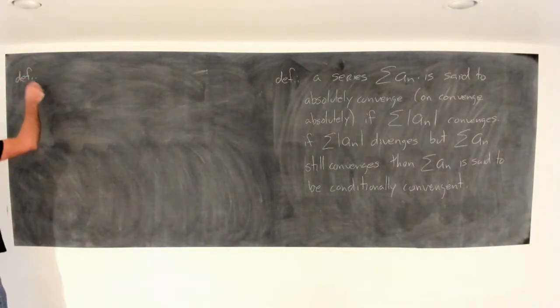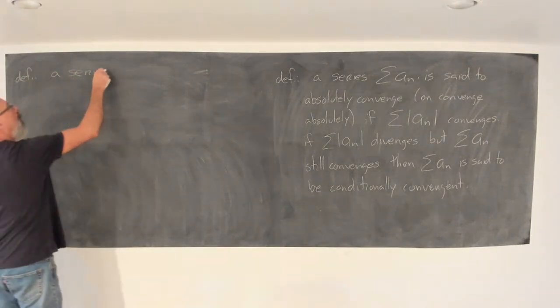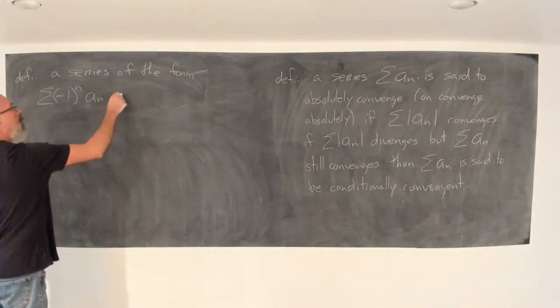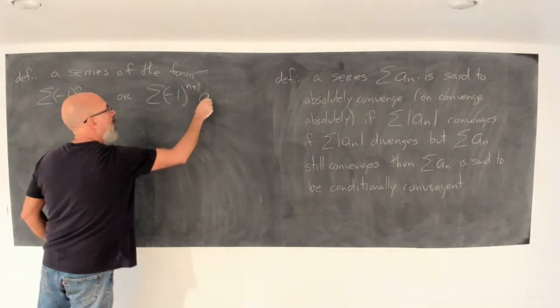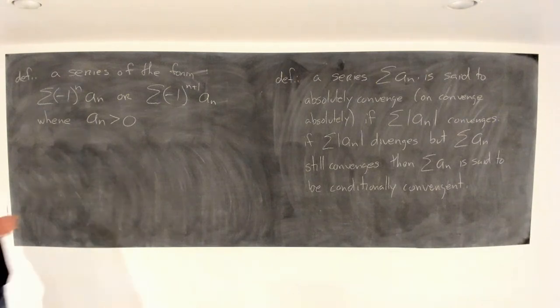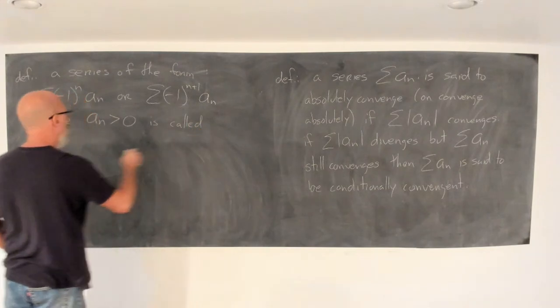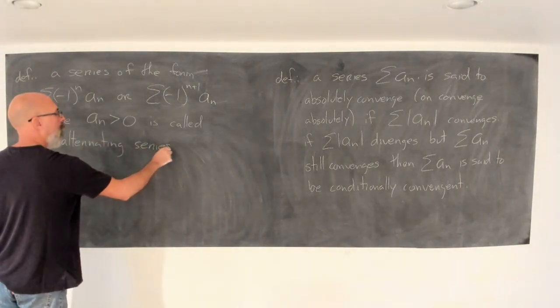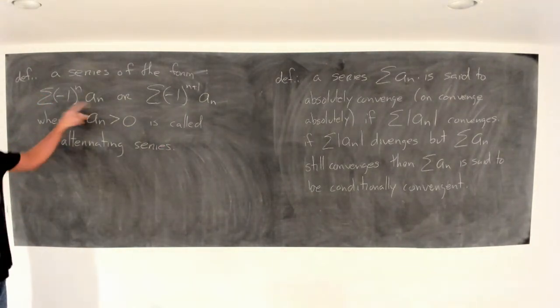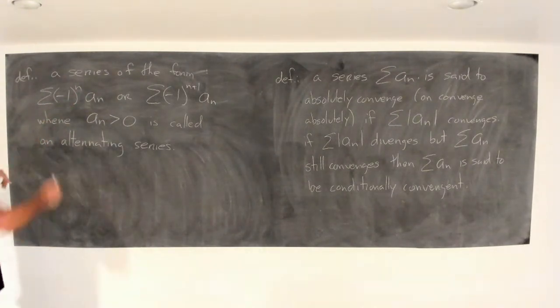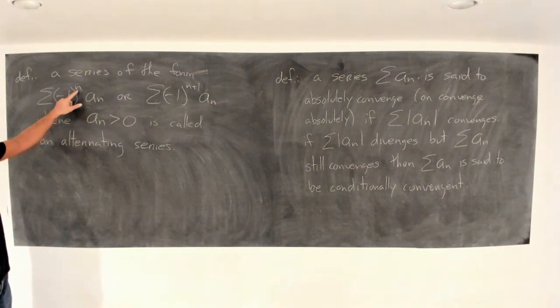Definition: a series of the form negative 1 to the n a n or negative 1 to the n plus 1 a n, where the a n's are bigger than 0, is called an alternating series. Right? Because it alternates between positive and negative terms. This is always positive. So when n is even, you'll get a positive term, and then negative 1 to the 1, which is negative, you get a negative term, and then a positive term, and so on.